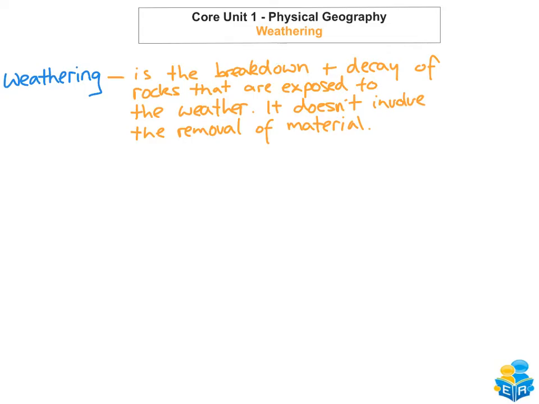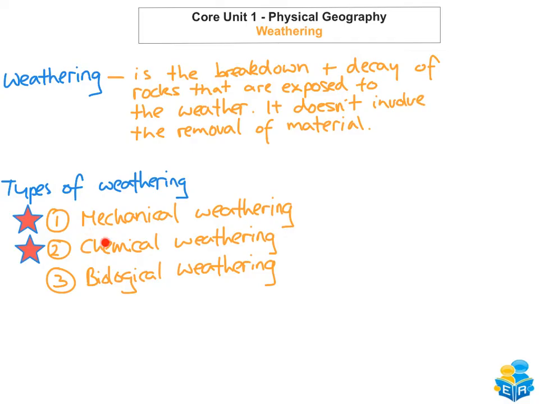And there are three main types of weathering. You've got mechanical or physical weathering, chemical weathering, and biological weathering. The two that you need to know is mechanical weathering, which is sometimes known as physical weathering, and chemical weathering. So there we go. There's the three types of weathering: so mechanical, chemical, and biological. The two that you need to know if you're leaving Cert geography exam is mechanical weathering and chemical weathering.